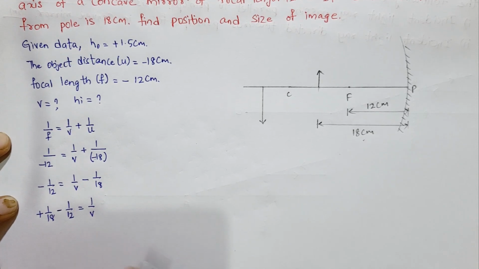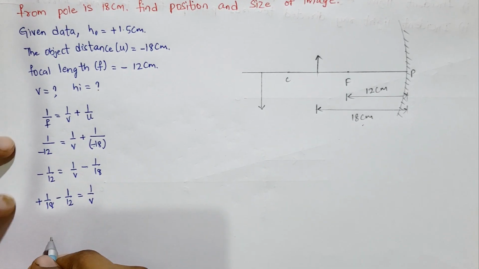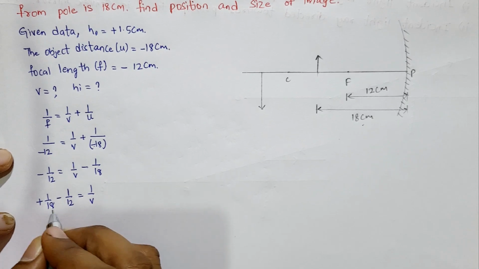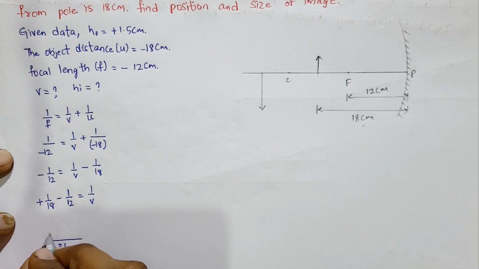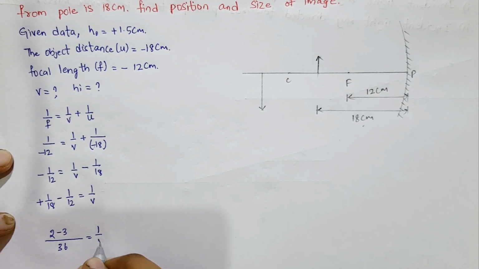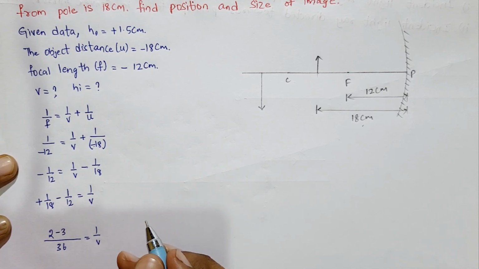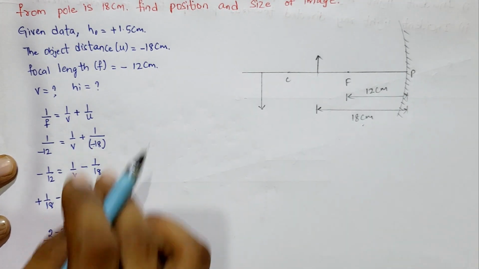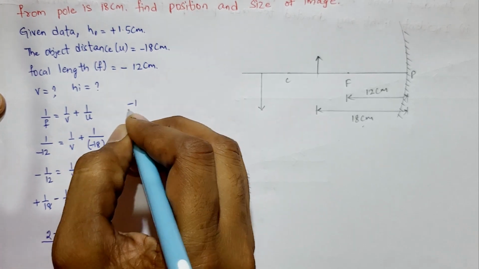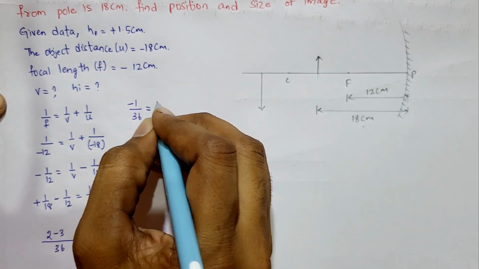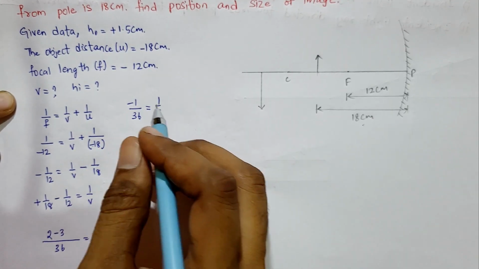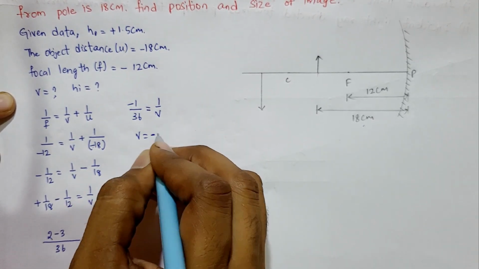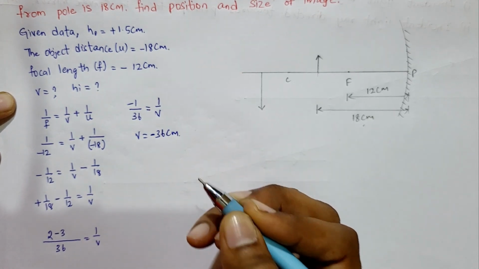So take the LCM. What will be the LCM for 18 and 12? 18 twos are 36, 12 threes are 36. So LCM will be 36. 18 twos are 36, 12 threes are 36, so minus 3 plus 2 is equal to 1 by v. 2 minus 3 is minus 1. So this step continuation I am writing here. Minus 1 divided by 36 is equal to 1 by v. So cross multiplication, we are going to get v is equal to minus 36 centimeters.